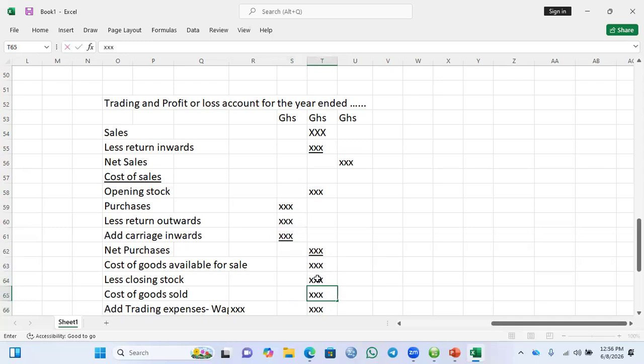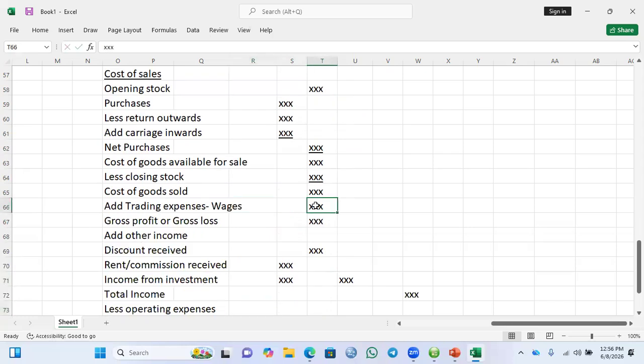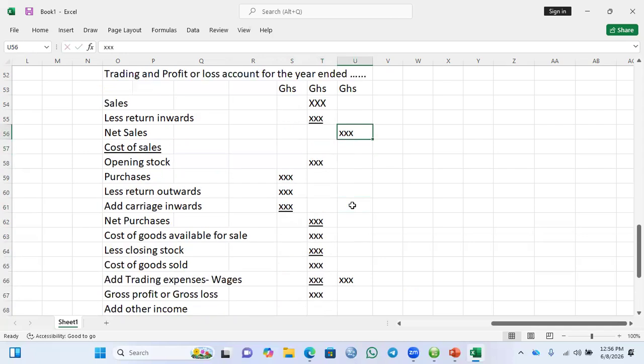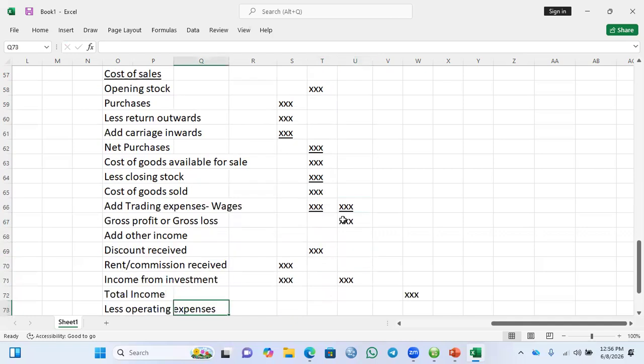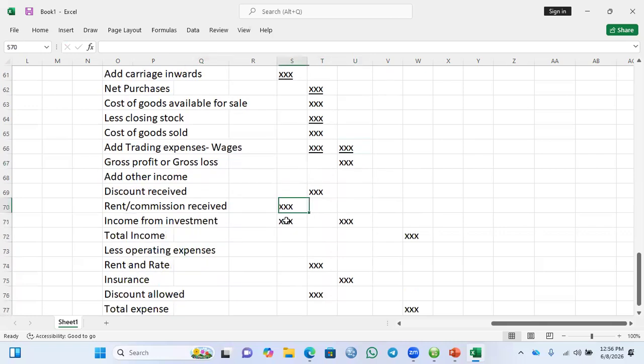Then you add the trading expenses. After adding the trading expenses, you will now get your cost of sales, which you put under the third column. So now it's your net sales versus your cost of sales, and the difference you get is your gross profit or loss. So you see that right after getting my gross profit or loss, I continue with add other income. That's the point I'm making: when you are putting them together, that's how you go about it. Immediately you get your profit, go on to add other income.